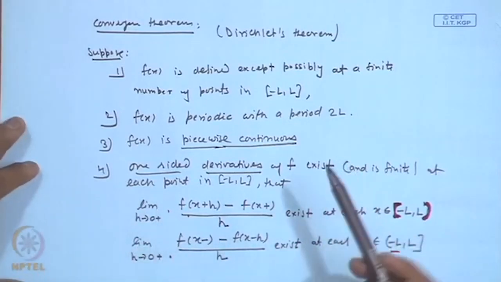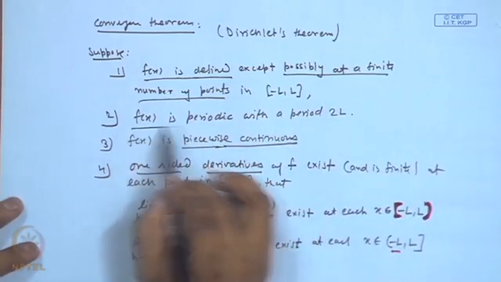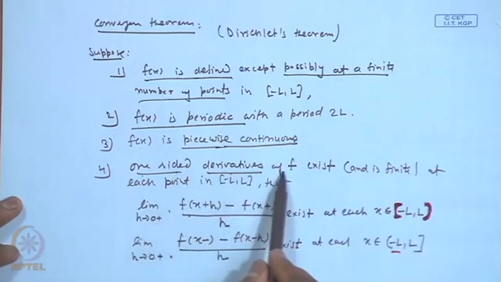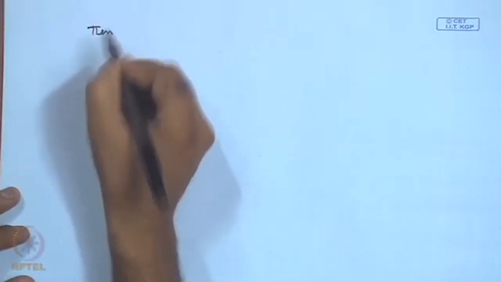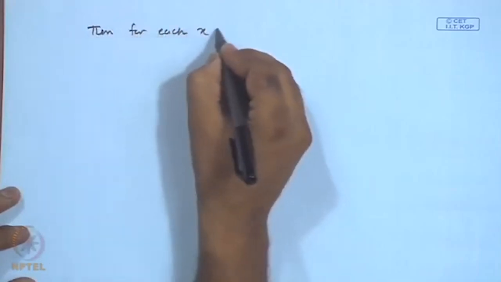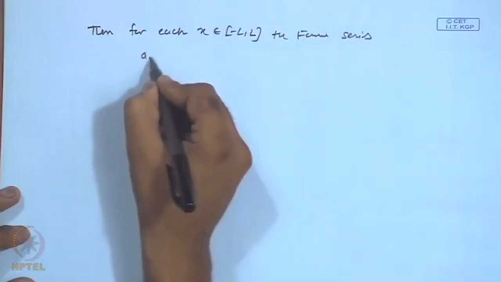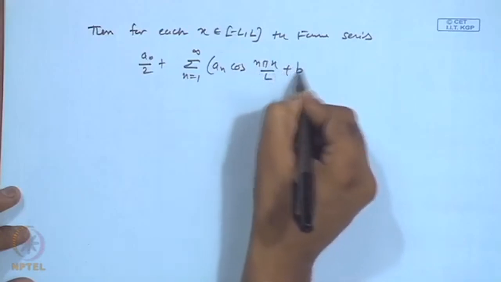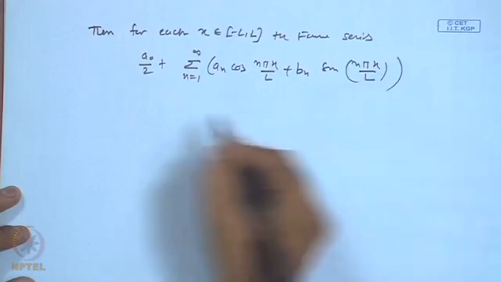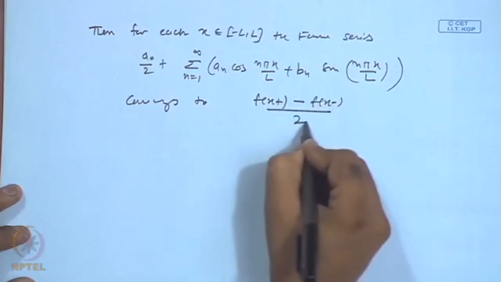So, these are the conditions: f(x) is defined except possibly at a finite number of points, f(x) is periodic, piecewise continuous, and these one-sided derivatives of f exist at each point in minus L to L. If these conditions are satisfied, and these are the sufficient conditions for the convergence, then for each x in minus L to L, the Fourier series a naught by 2 plus the sum n from 1 to infinity of a n cos(n pi x over L) plus b n sin(n pi x over L) converges to f(x plus) plus f(x minus) divided by 2, so to the average value.